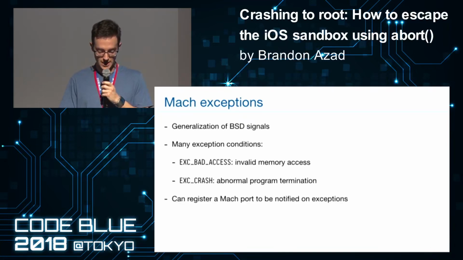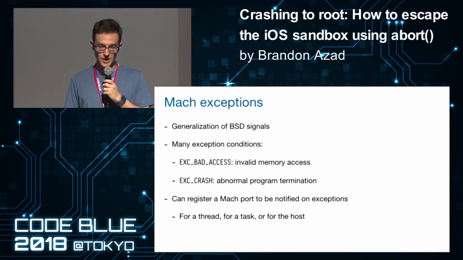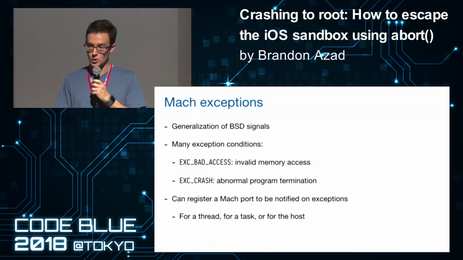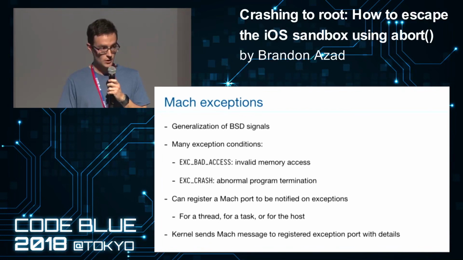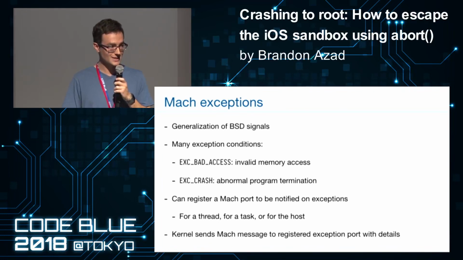For each of these exception types, we can register a mach port to be notified when an exception occurs. And this notification can occur at three levels of granularity. You can register to be notified when a particular thread generates an exception, or when any thread in a particular task generates an exception, or when any thread on the whole host generates an exception. And once an exception does occur, the kernel will send a mach message containing details about the exception to the registered exception port.